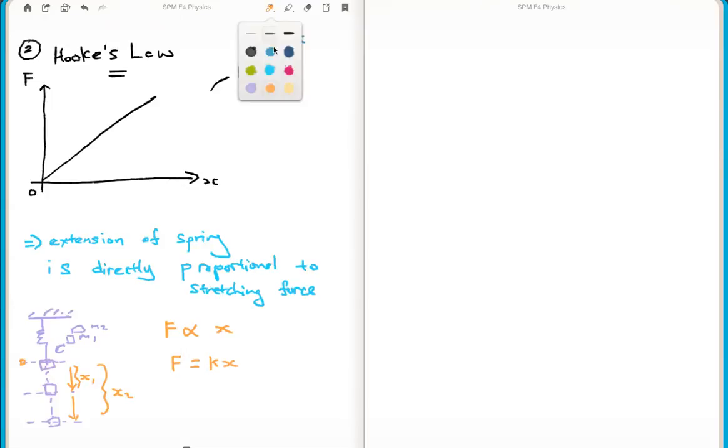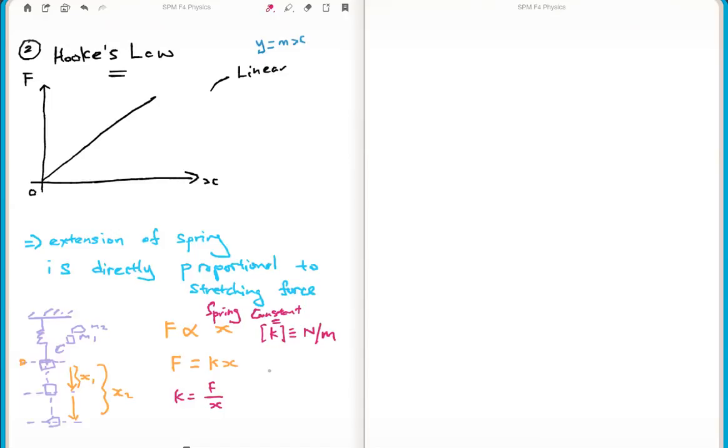So how do they define this K? K is F over X, force per unit length, which carries the unit newton per meter, and is a constant, the spring constant. What does this spring constant say? It's actually called the stiffness of the spring.